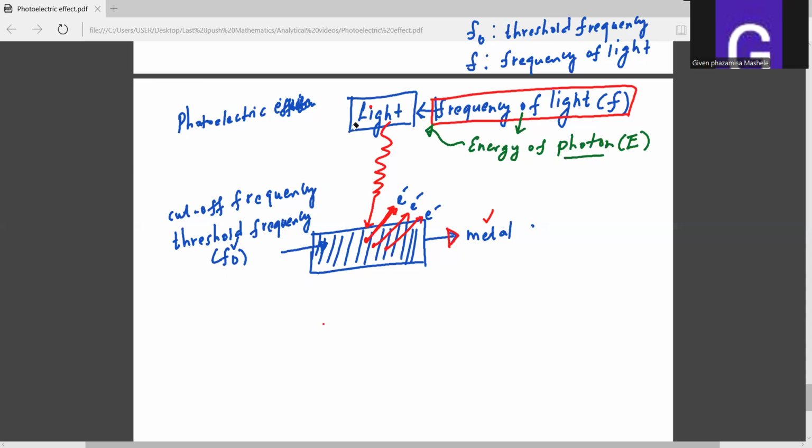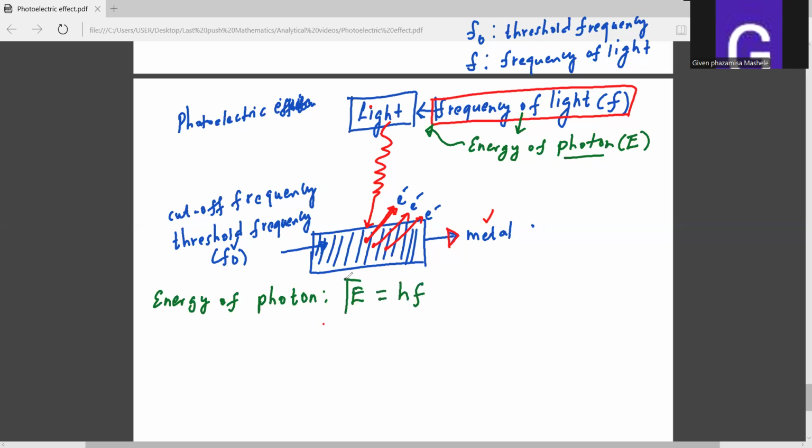I want you to understand me very well. So which means that, ladies and gentlemen, when you are dealing with light, you need to be able to calculate the energy of photon of that light. So when you are calculating the energy of photon of light, we use the formula E equals hf.